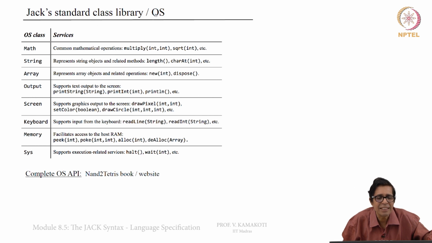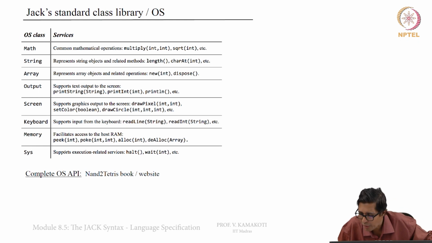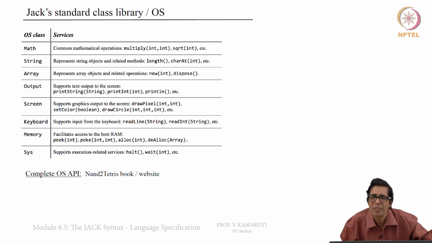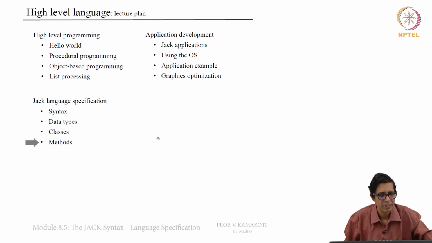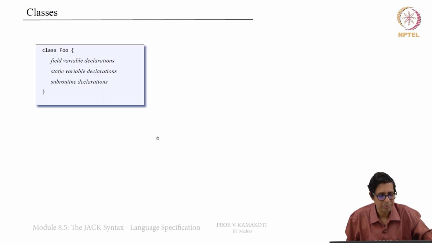So the Jack standard class library, which is provided by the OS, is like your stdio.h, math.h, string.h, all those things that you see as a part of the C language. The Jack OS also provides math, string, array, output, screen, keyboard, memory, sys, etc. We will see some of this. The complete OS API is available as a part of your project. We will show you very shortly on this. The last thing is about methods.